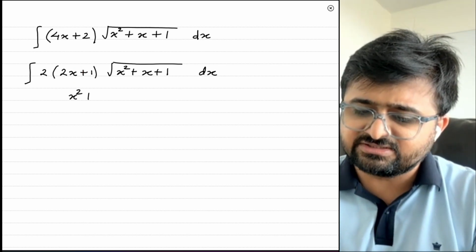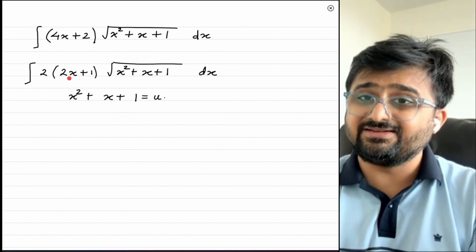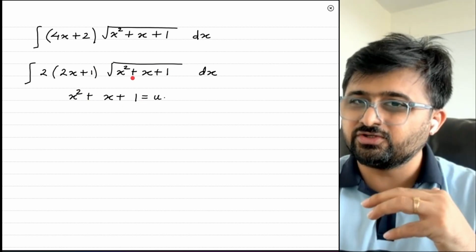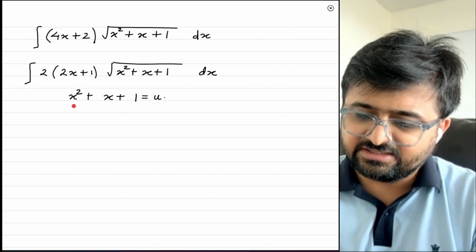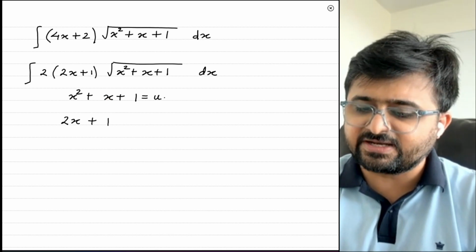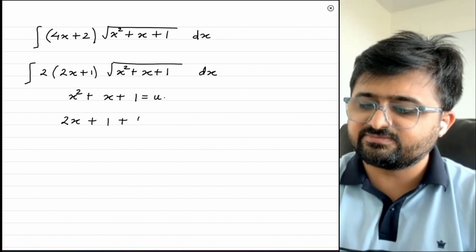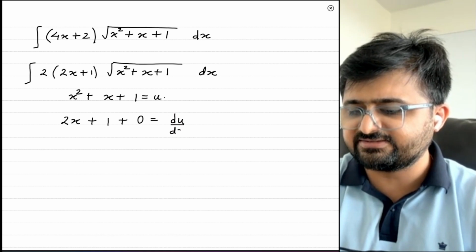So what we can do is put x square plus x plus 1 equal to u. Now let's convert that integral from the x world to the u world. And in order to do that, let's differentiate both the sides with respect to x. Derivative of x square with respect to x is 2x. Derivative of x with respect to x is 1. Derivative of 1 with respect to x is 0. And derivative of u with respect to x is du by dx.